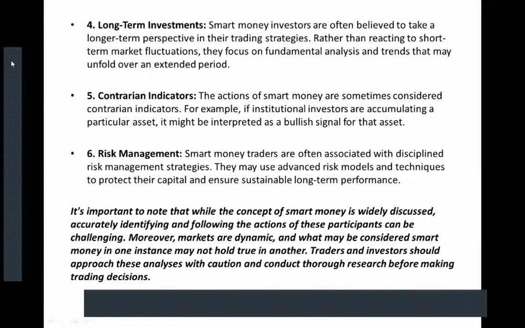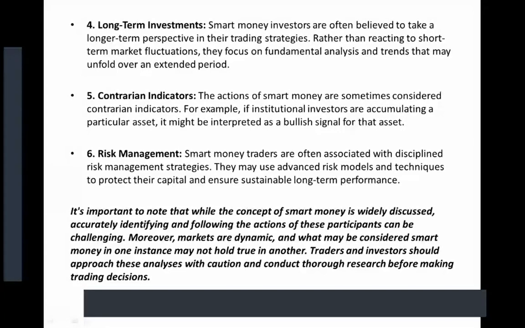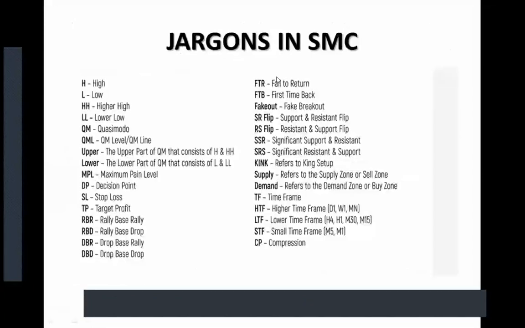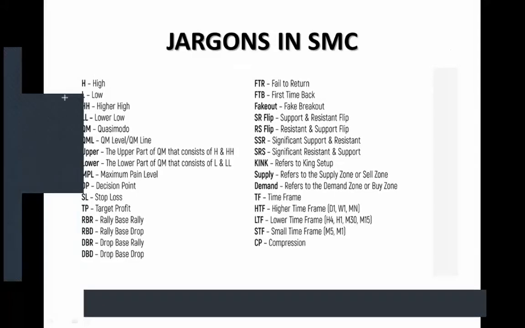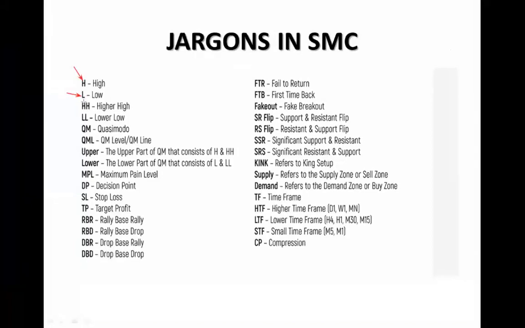So the next one I want to talk about is the jargons in smart money. That is the language we use as smart money traders. So if you see any of these abbreviations, you should know what they mean. Okay. So we have the H here as the high. You see H high, L low, double H we call higher high, double L we call lower low.